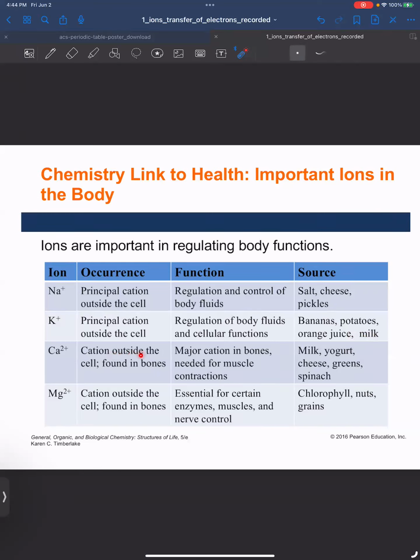Calcium is a cation outside the cells. It's also found in bones. It's the major cation in bones, we need it for muscle contractions as well, and we can get our source of calcium from milk, yogurt, cheese, greens, and spinach.